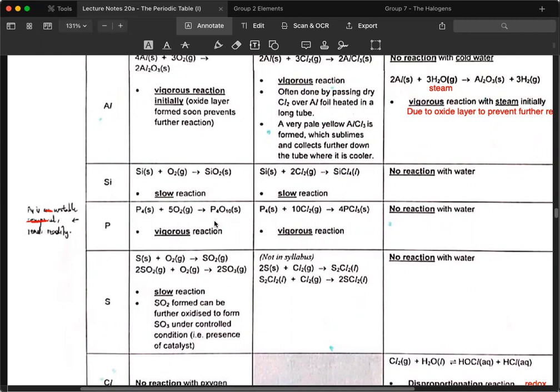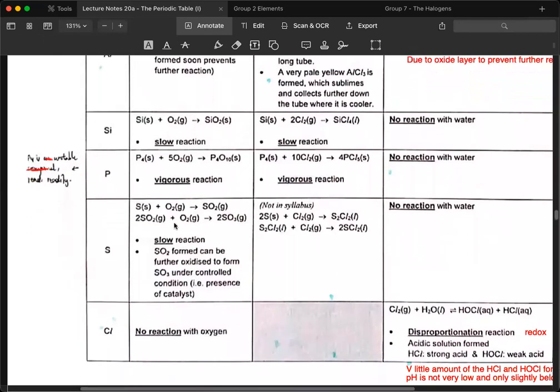Phosphorus(V) oxide. Yeah. Sulfur will first react with oxygen to form sulfur dioxide, and it will undergo further reaction with oxygen, further oxidized to form sulfur trioxide. So the reaction is considered slow. And SO2 can be further oxidized under controlled conditions, like with a catalyst. The catalyst could be vanadium oxide. Okay, a transition metal oxide could be used.